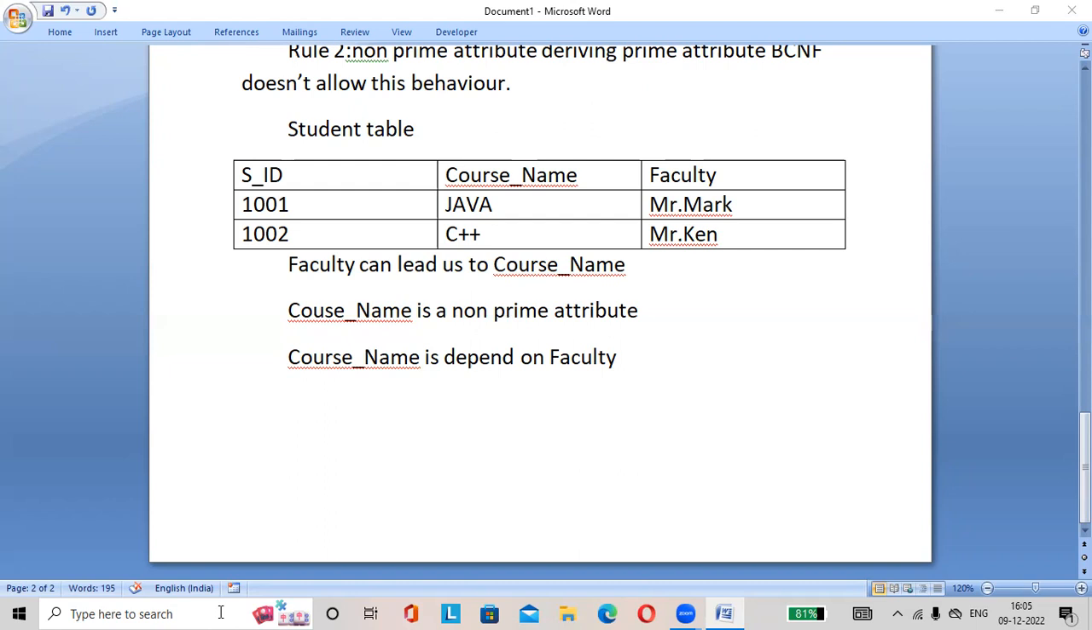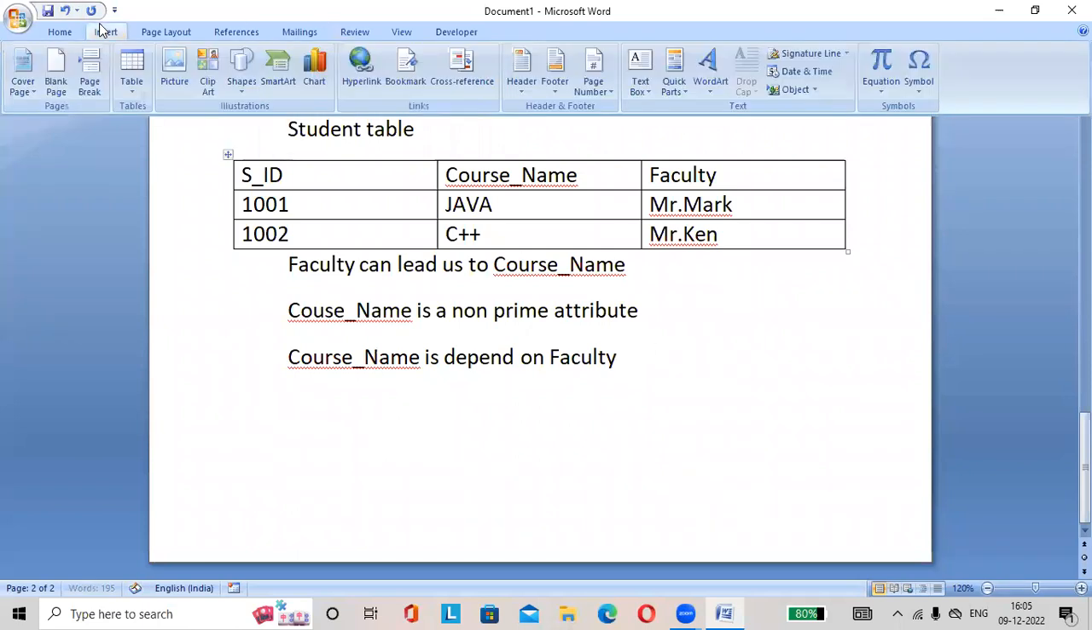How to make the table in BCNF format? What do we need to do? Again, we must create a new table. We need to break the table. So what we'll do: one student table, one faculty table, two tables we'll create. Course name is a non-prime attribute. Course name is also dependent on faculty. It is not a primary key. Student ID is the primary key here. So we need to break the table into two parts.